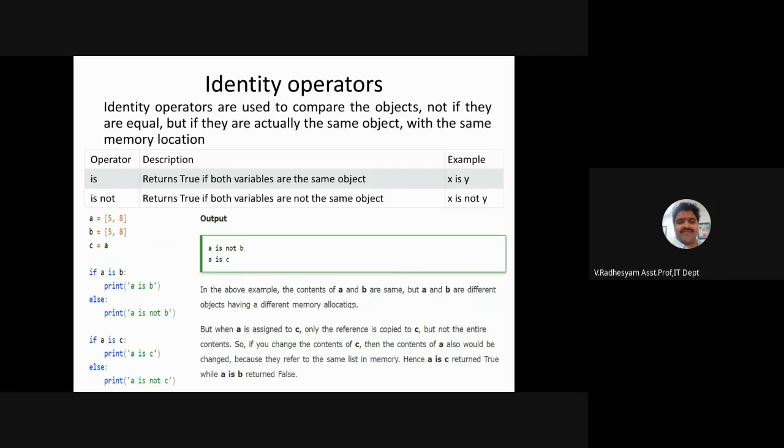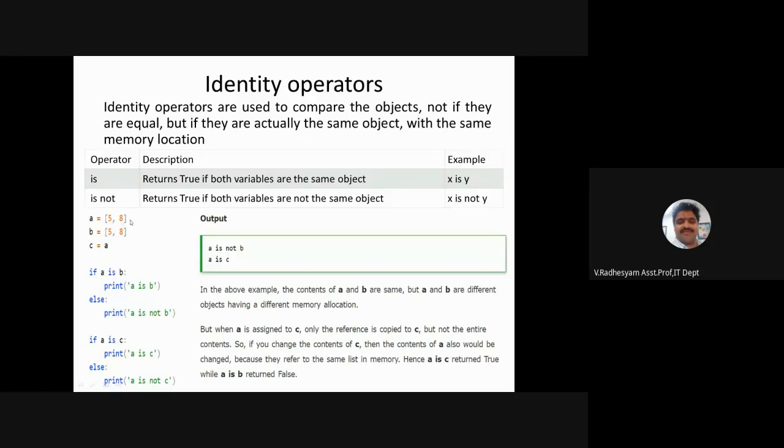See here, identity operators, called is and is not. Consider A is equal to 5, 8. B also 5, 8. And C is equal to A. If A is B, print A is B, else A is not B. If A is C, print A is C, else print A is not C. The output is A is not B.